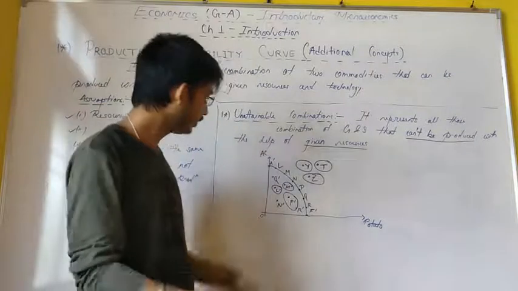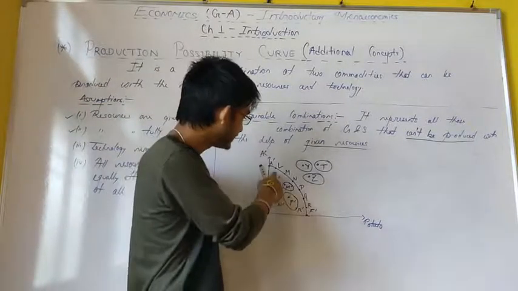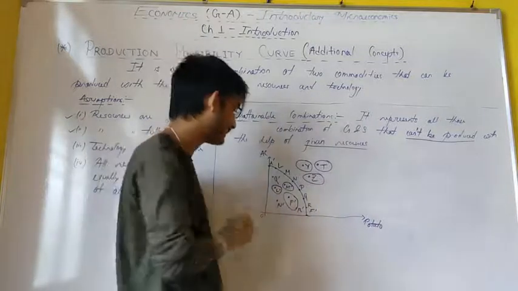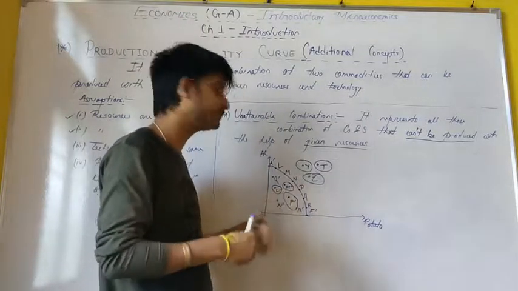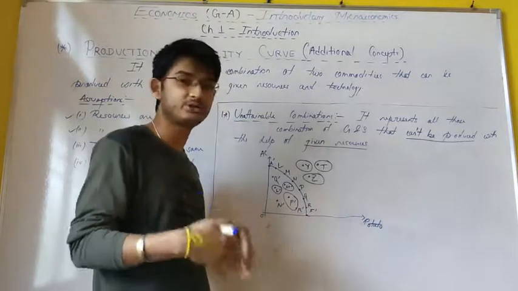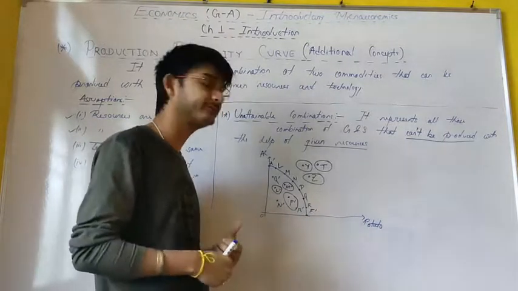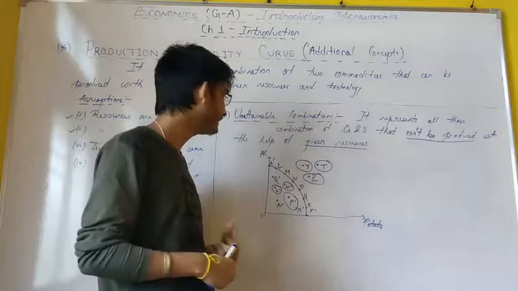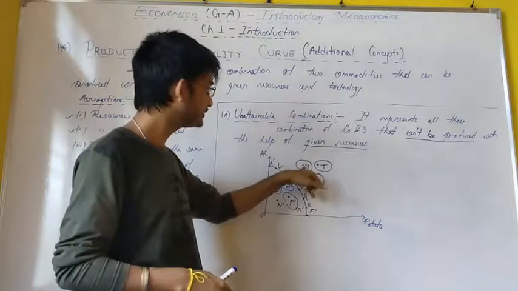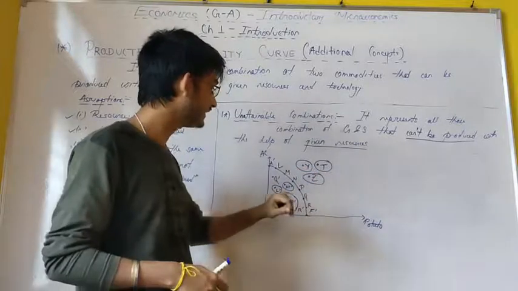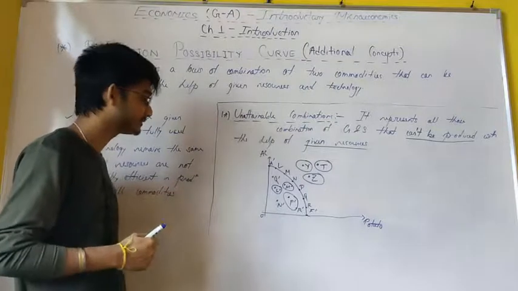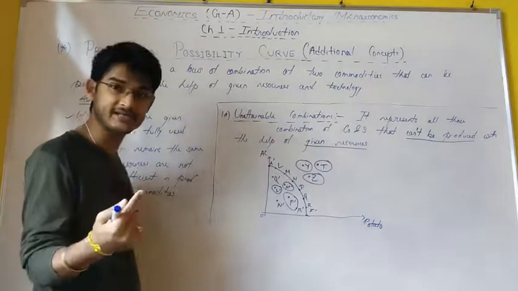So when all of my resources are getting utilized, we are producing on the PPC, not inside the PPC. Inside the PPC will be some suboptimal combinations, suboptimal production points where some of the resources are remaining idle, not every one of them is getting utilized. But here, these points Y, T and Z are basically the unattainable points because the resources are limited.